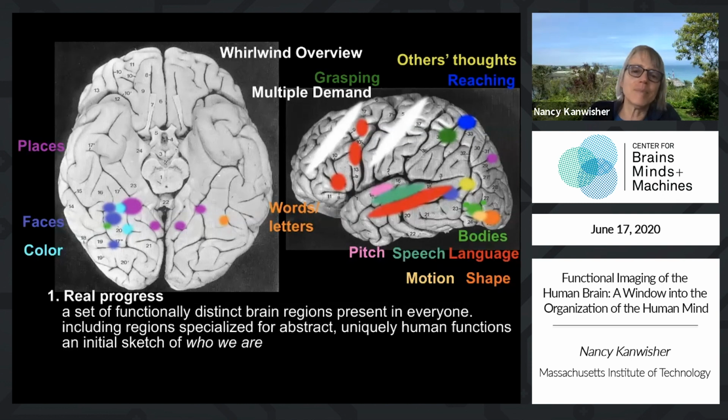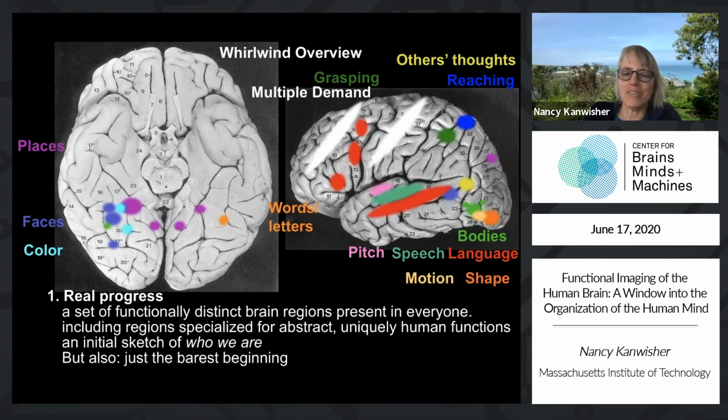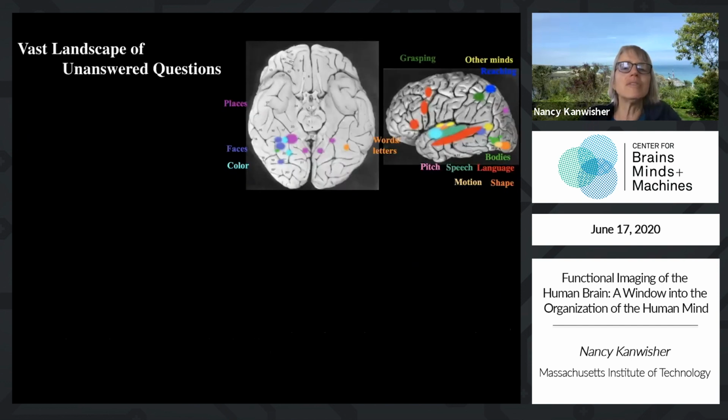But at the same time, this is just the barest beginning. This diagram is like a thumbnail of a theory of brain organization, not an actual theory, because it leaves out a huge number of questions. The way I like to think of it is just a roadmap for the questions we ask next. And so what I'm going to do is consider a few of those questions.